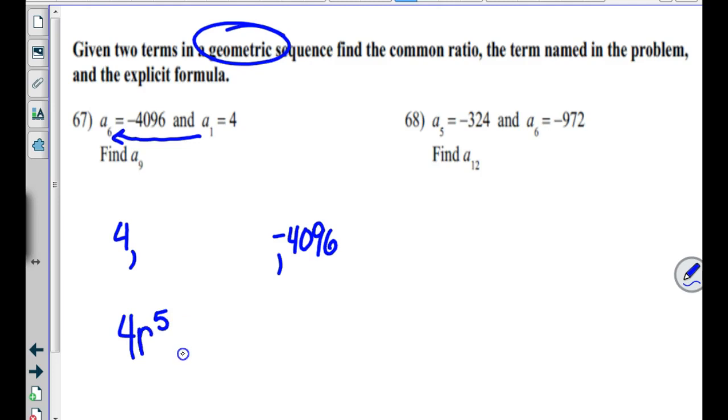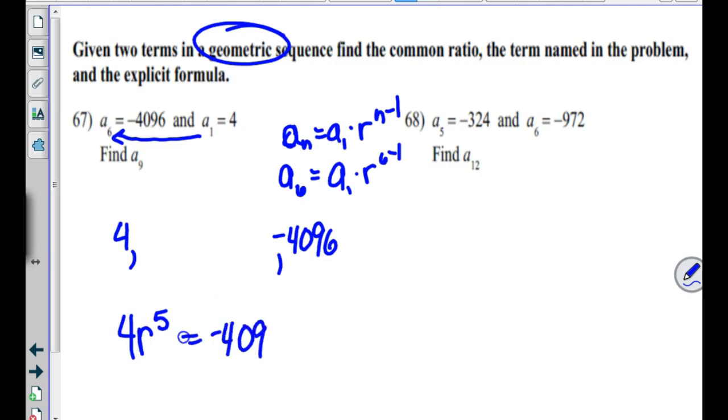Five times, because to get to the 6th term, you'd have a sub n equals a sub 1 times r to the n minus 1. So if you're talking about the 6th term, you'd say it's the first term times r to the 6 minus 1, or 5 times. So 4, the first term, times r 5 times is giving you 4096.